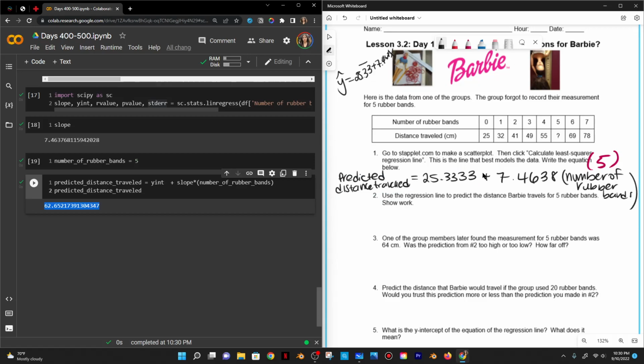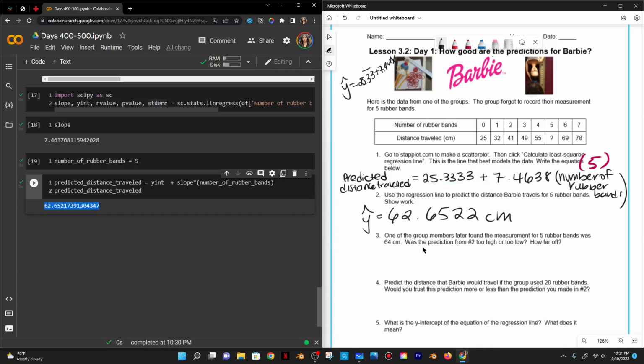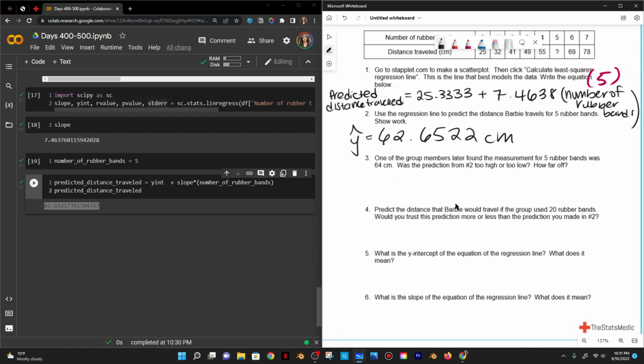Where's my pen? All right, so it says use the regression line to predict the distance Barbie travels for 5 rubber bands. So the distance Barbie traveled for 5 rubber bands would be 62.6522 centimeters, right? That is the predicted distance traveled, or in this case, y hat. So yeah. And then the next thing, it says one of the group members later found the measurement for 5 rubber bands was 64 centimeters. Was the prediction from number two too high or too low?